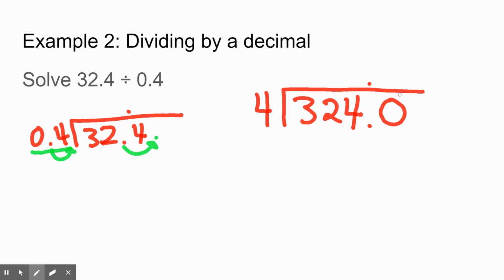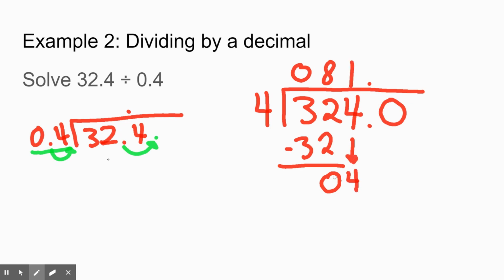That's the only different thing about dividing if your divisor is a decimal or has a decimal value in it. The rest of it is the same as normal long division. So again, how many times does 4 go into 3? It doesn't. 4 goes into 32 8 times. And if you look very carefully, you'll notice this problem is almost exactly the same as what we did in example 1. However, this time, our solution isn't 8.1, it's going to be 81.